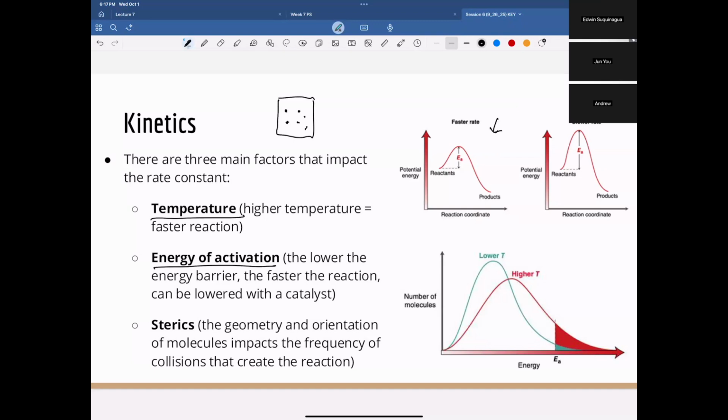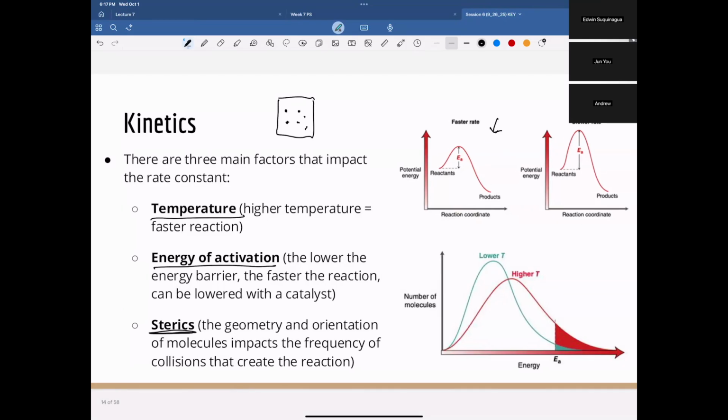So that's the second one. And then the last one is sterics. Sterics has to do with the geometry and orientation of the molecules. And we know that for a reaction to proceed, the molecules have to collide at the very right orientation and geometry so that products can be formed. So you need the proper sterics as well for a reaction to occur.